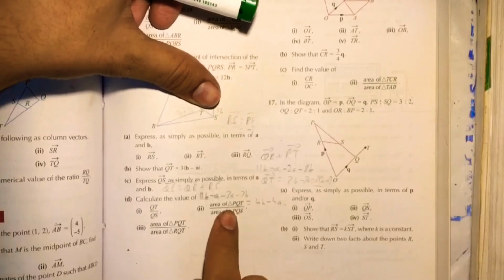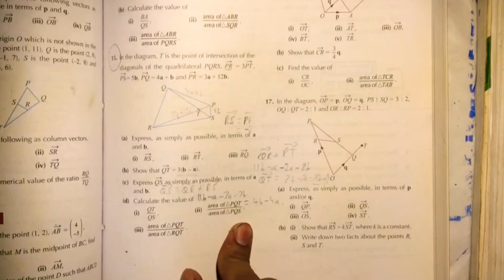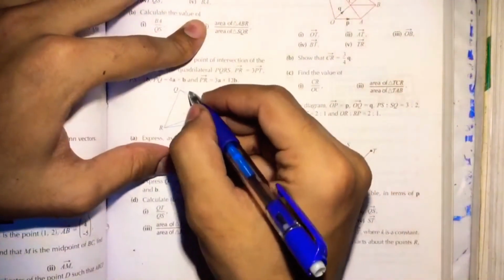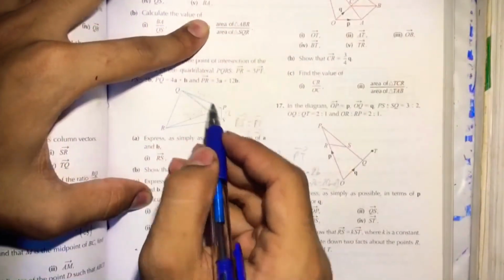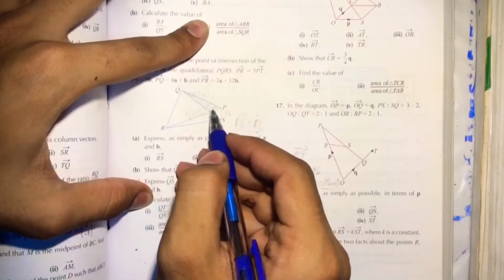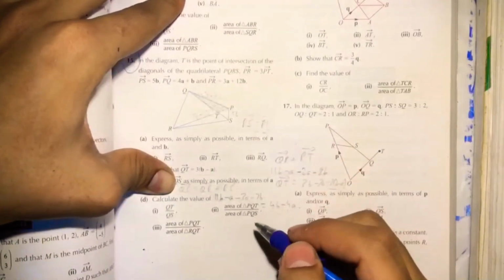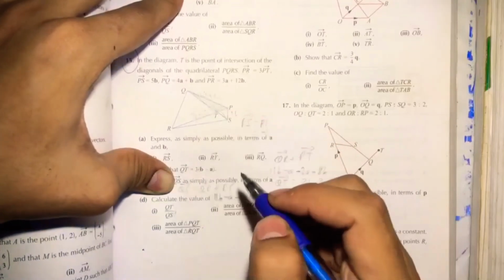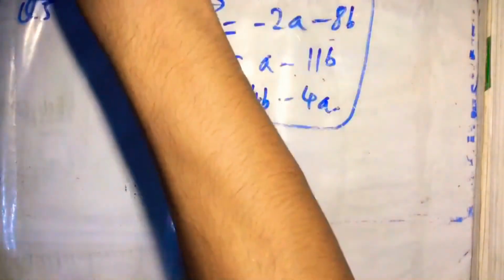The next part is the area of PQT upon the area of PQS. So the area of PQT, that is this, the shaded region, is to the area of PQS, this whole region. So here we can see the height, or I'll draw this on the whiteboard.